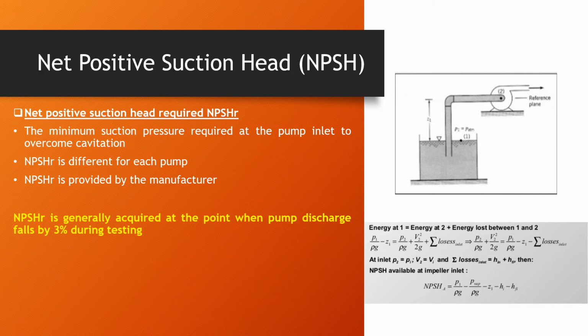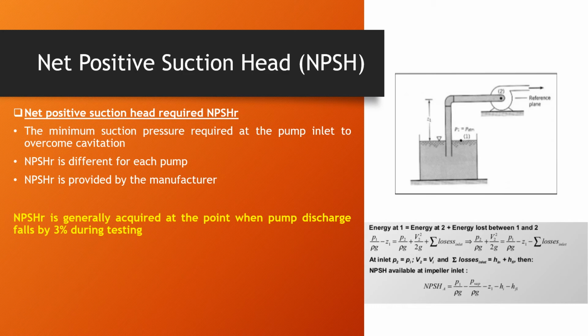Now, net positive suction head required. This is the minimum suction pressure required at the pump inlet to overcome cavitation. This is generally given by the manufacturer. So, how accurate is this? The pumps are tested until cavitation is seen, and the NPSHR is basically the number taken when the discharge rate falls by 3%. So even if you don't see a bubble, if you see the discharge rate falling by 3%, you assume there's cavitation. And this is given by the manufacturer.